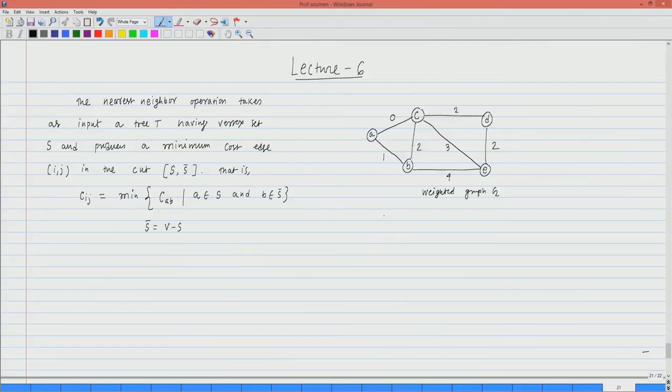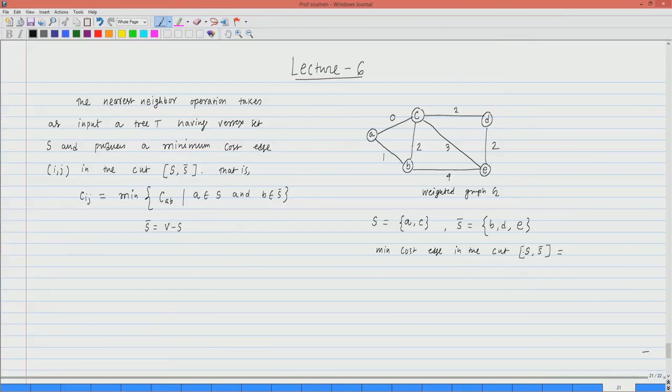Okay. So, now I will explain what is this minimum cost edge in the cut S, S bar. Let me take S is equal to say A and C, okay, and so S complement is equal to B, D and E. Now, what you do is that you find what is the minimum cost edge in the cut S, S complement, which is obtained in this way.